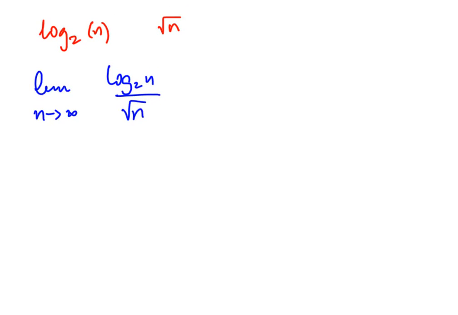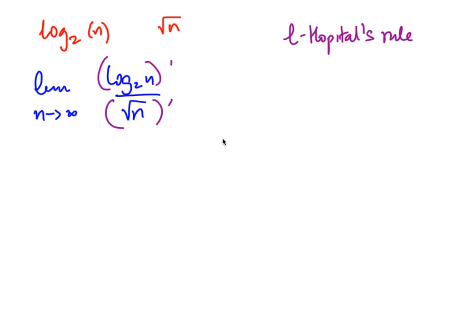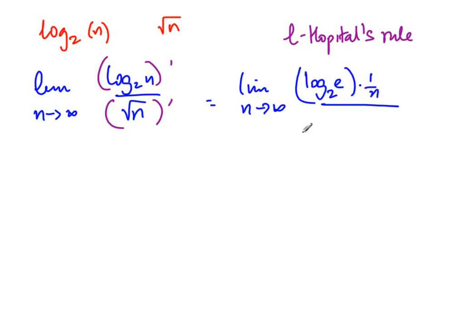Now here we can use some calculus trick. We can use L'Hopital's rule and differentiate the top and the bottom, right? So we can take this thing and differentiate it. And if we differentiate the top and the bottom, then we get something like this. We get log of e times 1 by n divided by 1 by 2 root n. You can check that this is the derivative of the top and the bottom is the derivative of the bottom.